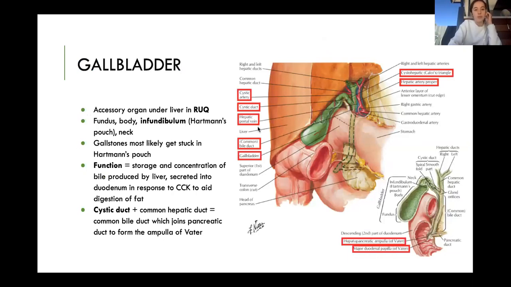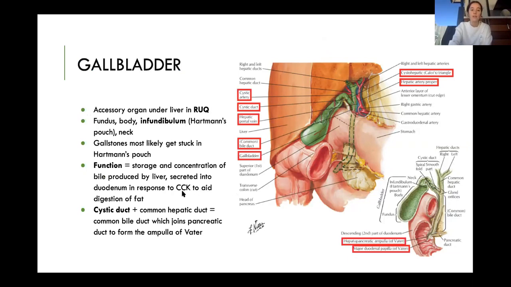So moving on to the gallbladder. This is an organ under the liver in your right upper quadrant. It has a fundus, a body, and the infundibulum, which is kind of important because Hartmann's pouch is there, and that's where gallstones are most likely to be stuck. It stores and concentrates bile from the liver.